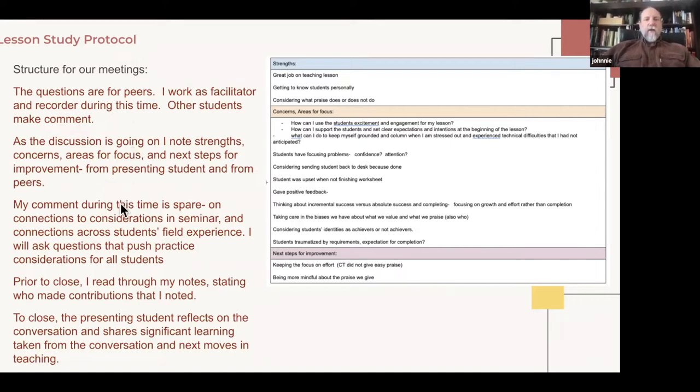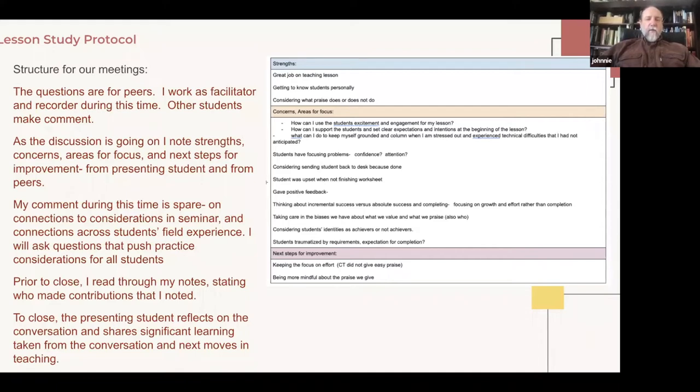As the discussion is going on, I note the strengths, concerns, areas of focus, and next steps for improvement from the presenting student and from peers. If I make a comment during this time, it's spare, on connections to considerations in seminars. I'll say something like, what about such and such? Connections across students' field experience often come up. Remember last week when so-and-so said something? It's meant to push the conversation. I will ask questions that push practice consideration for all students.